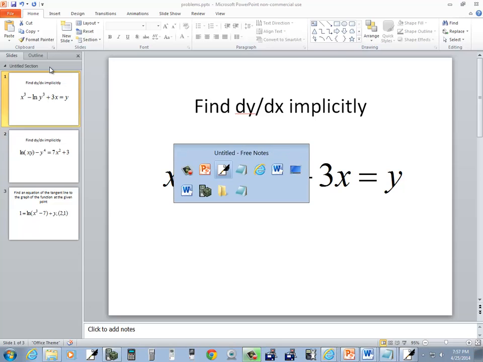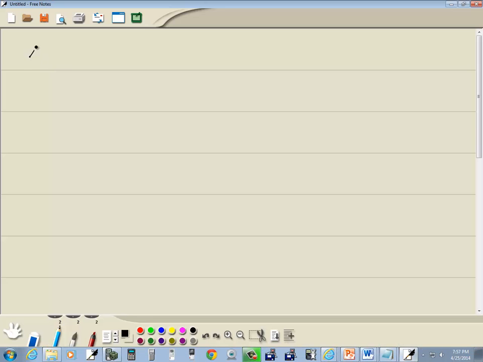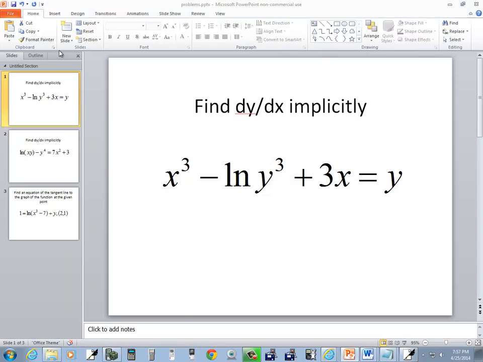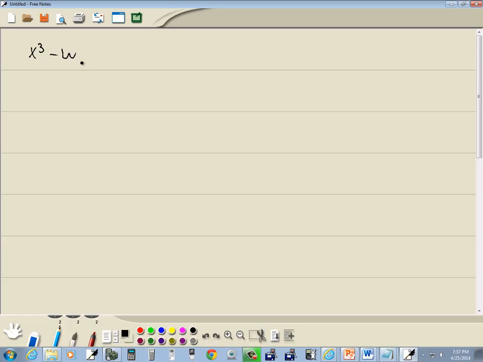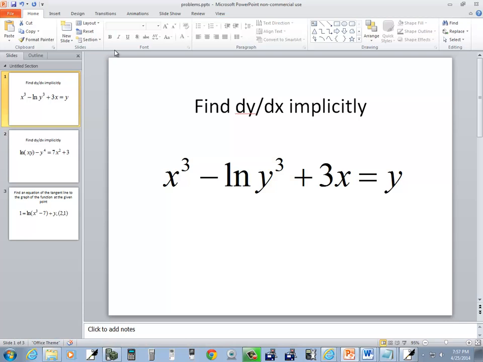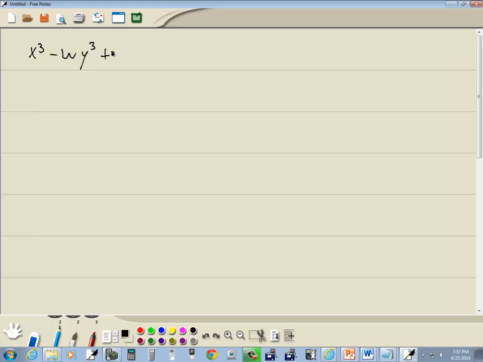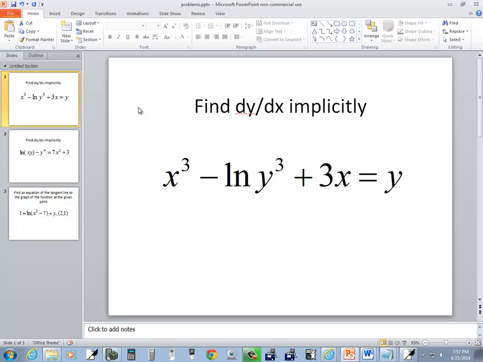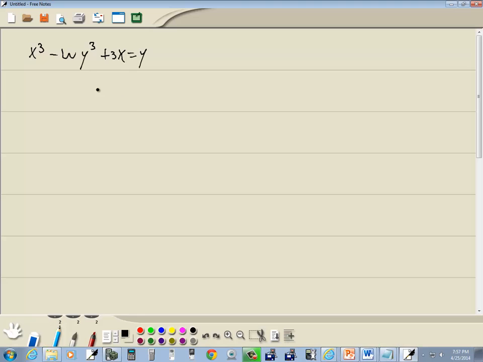Let's take a look at this problem. We've got x to the third minus natural log of y to the third plus 3x equals y, and we want to find dy/dx implicitly. Well, before I do that, I'm going to take this power and put it out in front of the log, using the properties of logs. So we've got x to the third minus 3 natural log of y plus 3x equals y.